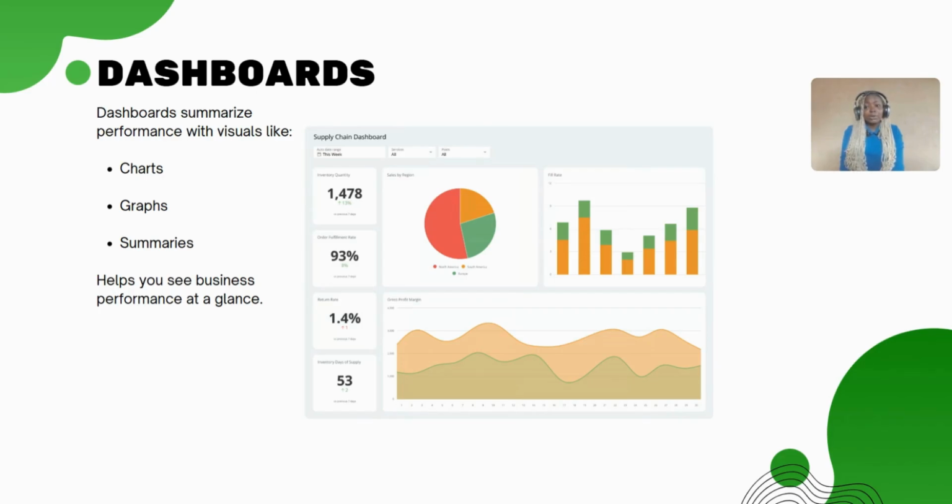That is charts, graphs, summaries, or visual representation of your data, so that you can better see how well you're performing. So dashboards summarize performance with visuals like charts, like I already mentioned, graphs and summaries. They help you see business performance at a glance. So instead of having a list of all your data, your orders, your products and all that, your dashboard shows you which product is performing well, the revenue you're generating, like we can see from the example, the days when you're selling well, and so on.